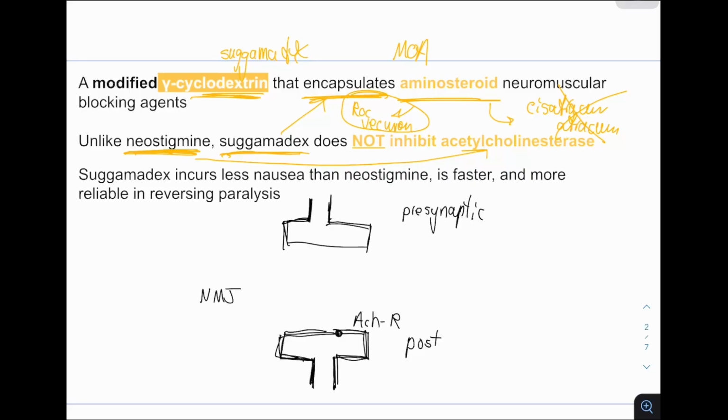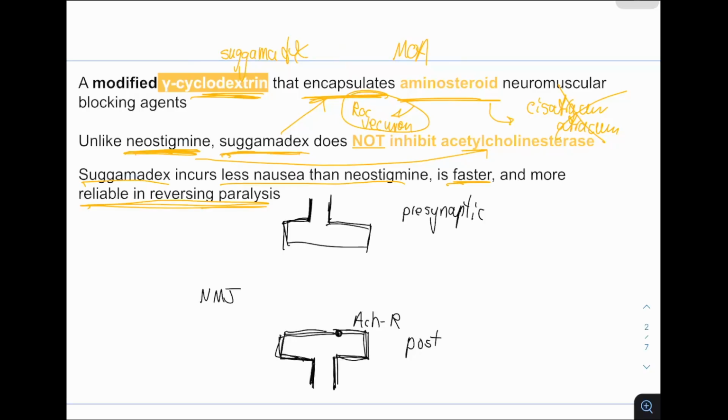Now, why would you want to use Sugammadex over neostigmine? Well, there's actually a couple of reasons. So, Sugammadex incurs less nausea than neostigmine. That's just one small reason. But the more important one is that Sugammadex is much faster at reversal and is much more reliable at reversing paralysis, especially in deep paralysis where patients have zero or only one twitch. So, Sugammadex is your go-to medication. Neostigmine, on the other hand, won't be effective in situations with deep paralysis.